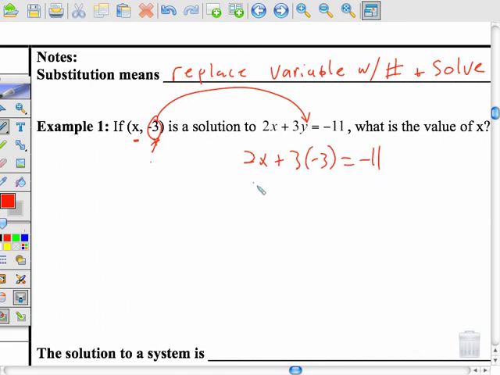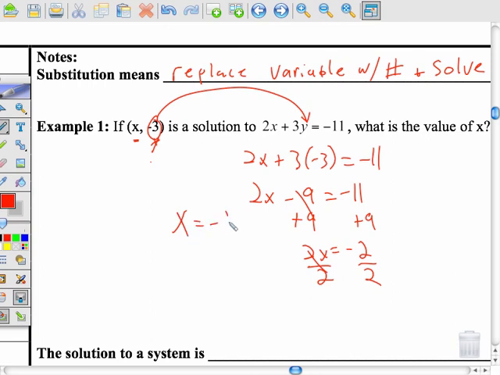So now all we have to do is solve for x. 2x stays the same. 3 times -3 is -9, and it equals -11. Okay, so we're going to add 9 to both sides. The 9's cancel. You have 2x equals -11 plus 9, which is -2. Divide both sides by 2. So your answer is x equals -2 divided by 2, which is -1. That would be your x coordinate.